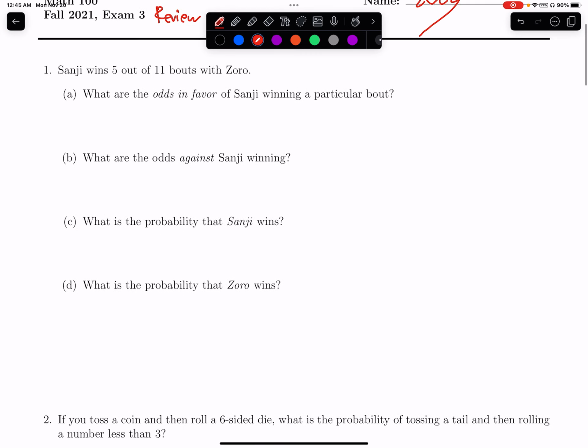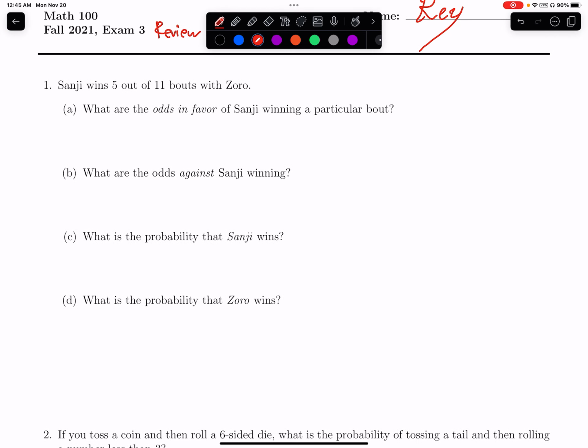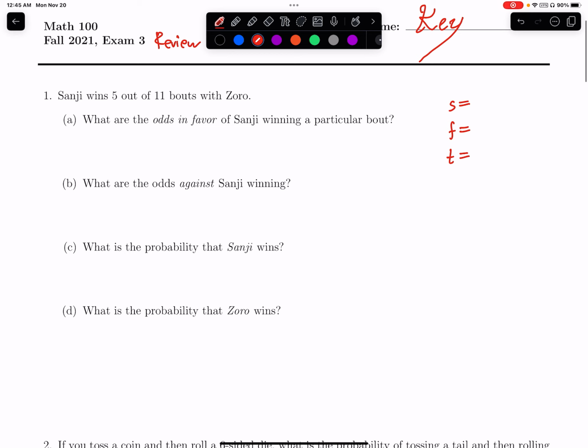So, number one. Sanji wins 5 out of 11 bouts with Zoro. What are the odds in favor of Sanji winning a particular bout? Whenever you see these odds questions, my recommendation is to start with S, F, and T. And this applies whichever direction you're going. I think I may have shown you a slightly different way before, but really, I think the easiest way to go about anything involving odds is to figure out what your S, F, and T are first. And if your probability is given as a decimal, just change it to a fraction first, and then do the same thing, figure out your S and T.